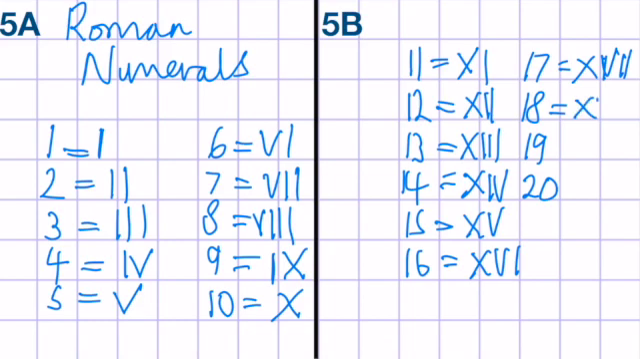18, XVIII. Let's go to 20. 20 is XX, 10, 10. Now 19 is X, which is 10, and then you put the Roman numeral for 9, which is IX.